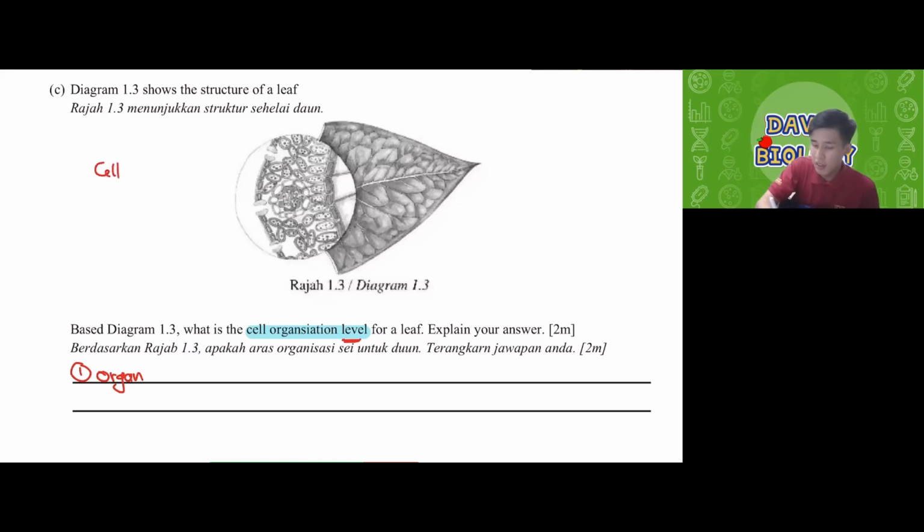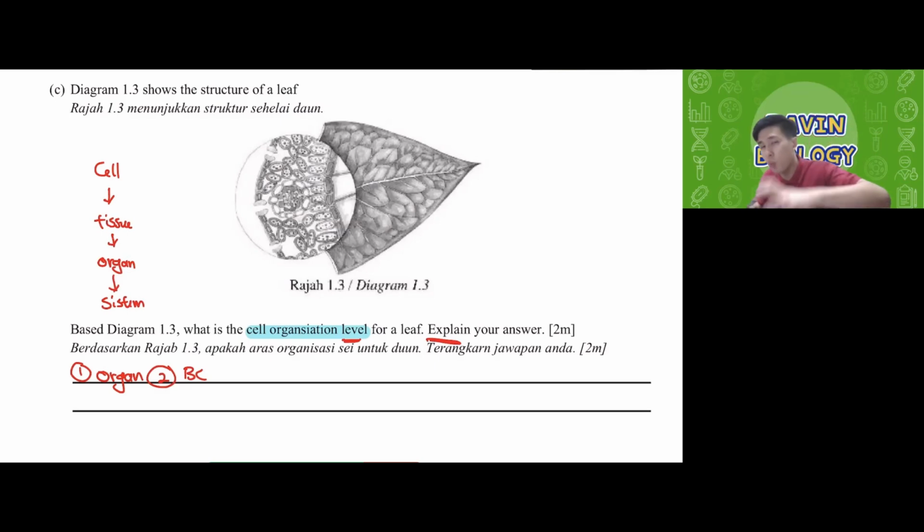So cell, tissue, organ. Now, how do I know it's an organ? So explain. Now, the explanation actually is just the definition of organ. So when I look at leaf, how come I know it's organ? Because, what? Like I say, stomach is an organ, brain is an organ. If I look at it, why do I know it's an organ? What makes it an organ?